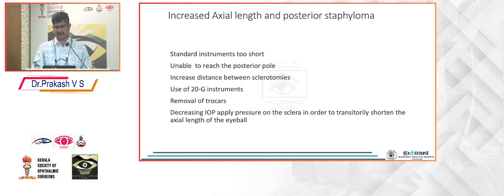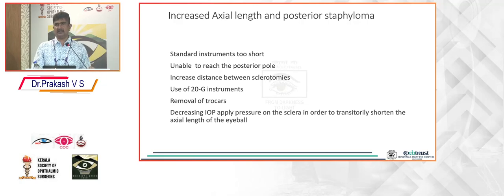So we'll see a few of these problems and how we used to tackle them previously and how we tackle them nowadays. Increased axial length is, for all of us, the biggest problem. Initially we used to use 20 gauge instruments because they are stouter, so they are also longer, so we could easily access the posterior pole. If you want to use small gauge instruments, remove the trocar so that you get an additional 0.5 or 1 millimeter of extra length. That will increase the length of the instrument.